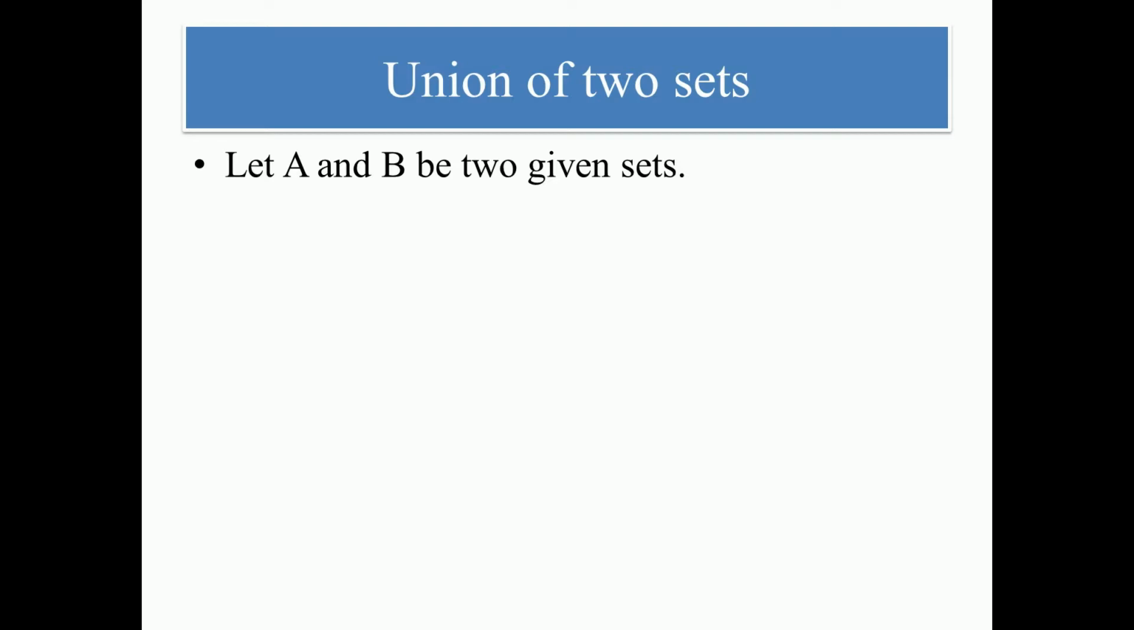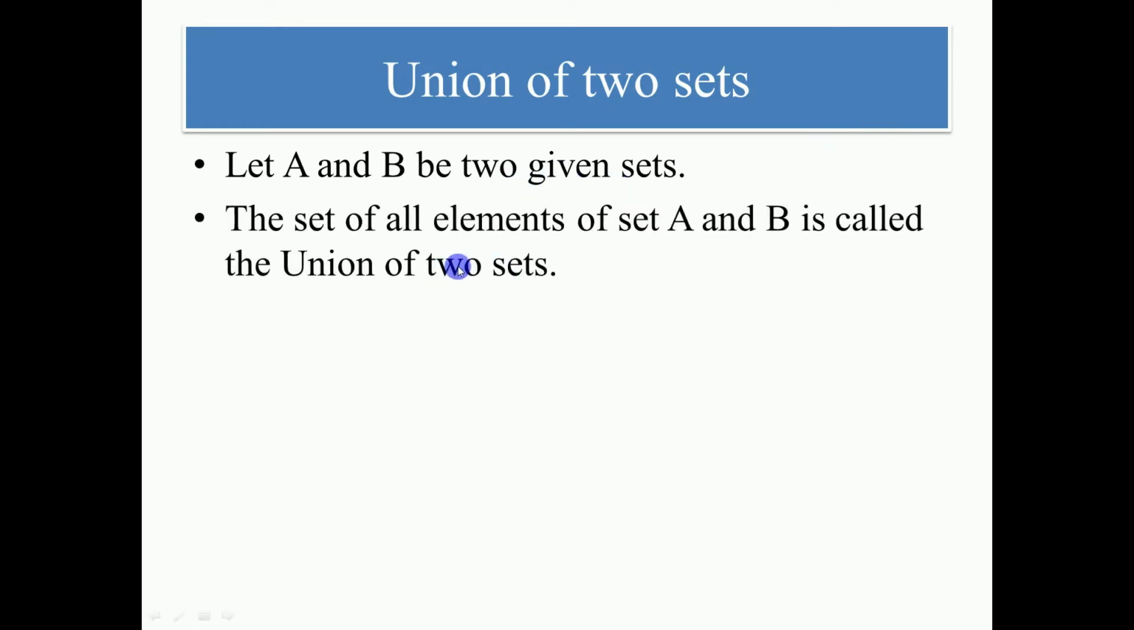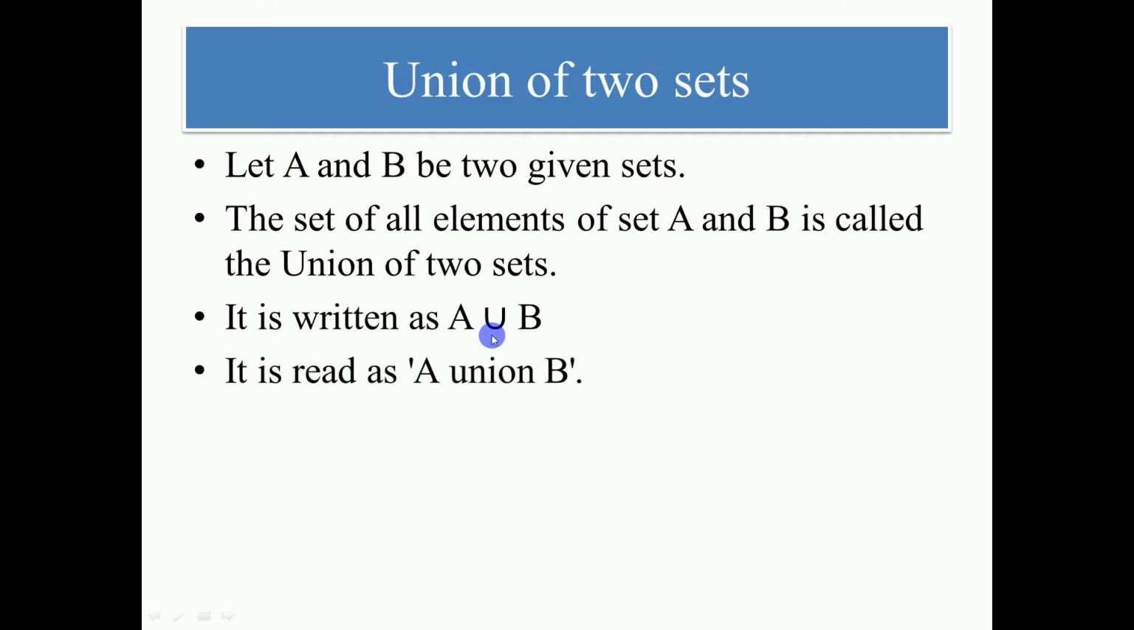So let us go by the definition. Consider that you have sets A and B. The set of all the elements of A and B is known as the union of the two sets. It is written as A union B. This is the symbol for the union, and it is read as A union B. Consider that you have a set A with elements a, b, c, d. You know that there are 4 elements, so I can write n(A) is equal to 4.